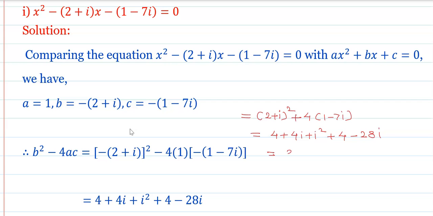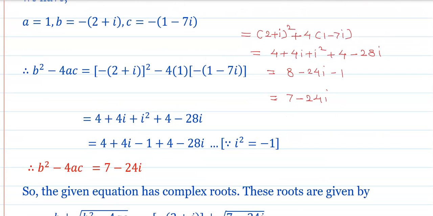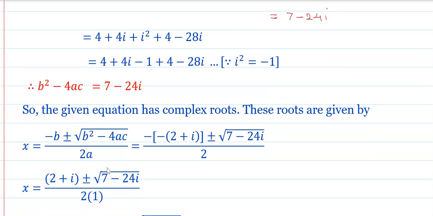Next is 4 plus 4, then you will get 8, plus 4i minus 28i, then you will get minus 24i. i square means minus 1. And then first you will get 7 minus 24i. Therefore b square minus 4ac equals 7 minus 24i. So the given equation has complex roots.